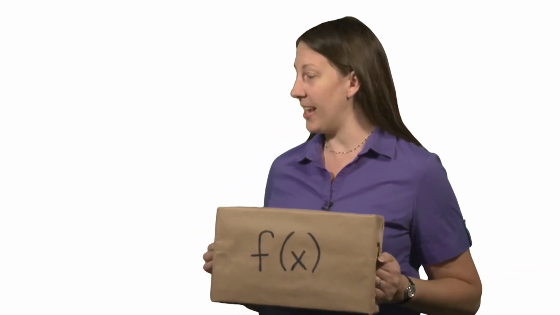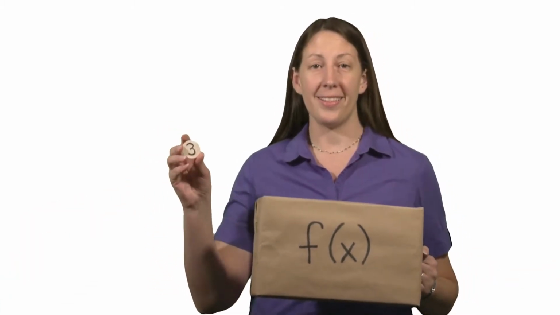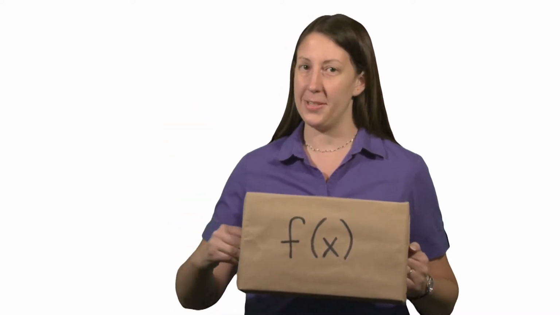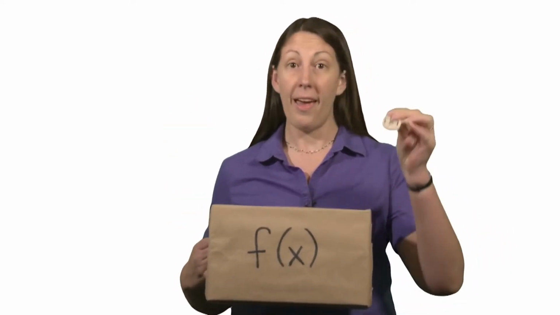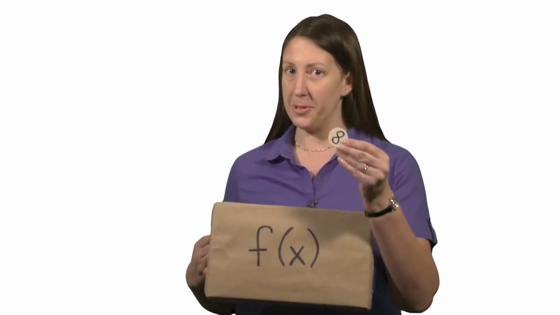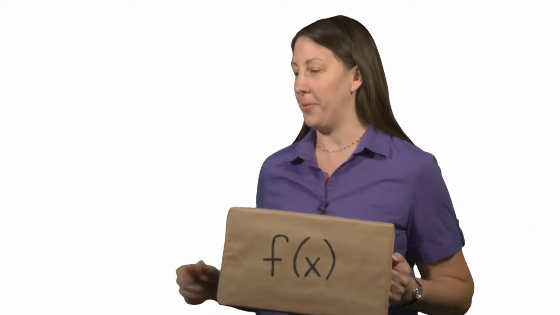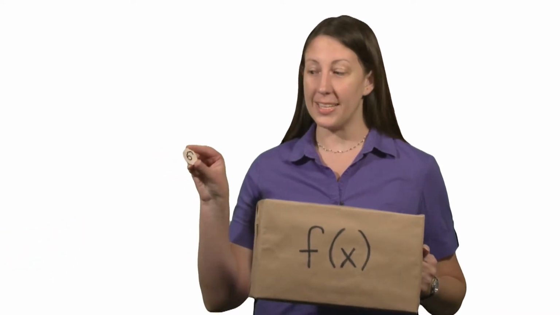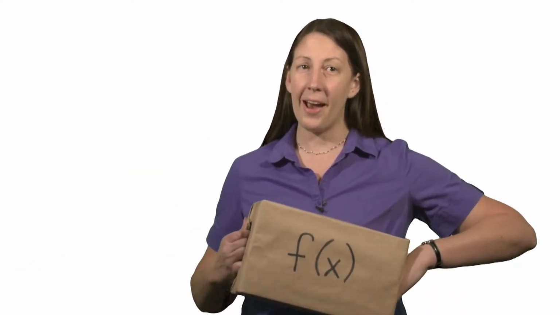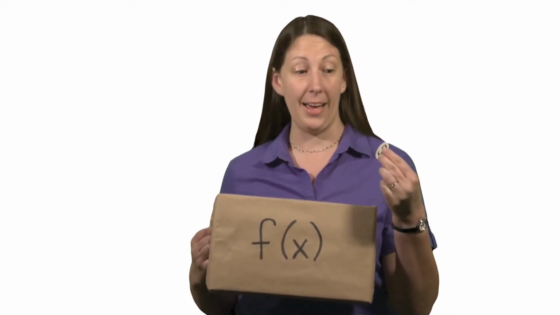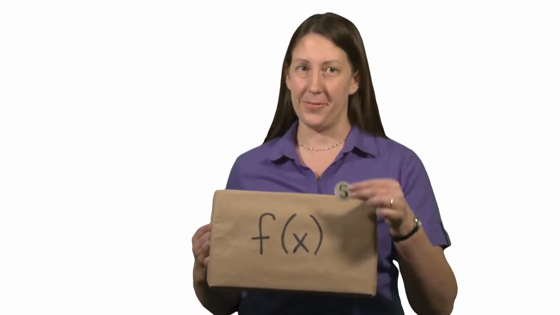What number would you like to try next? 3. Let's try f of 3. We put 3 into our function, and out comes the value of 8. f of 3 equals 8. Let's try another one. How about 6? We plug in f of 6, we put it into the function, and out comes the value of 5. f of 6 equals 5.